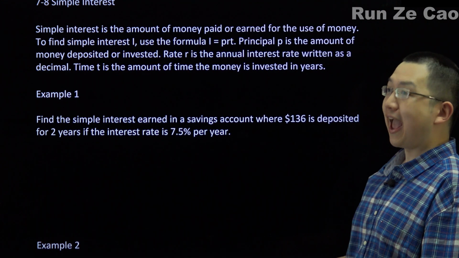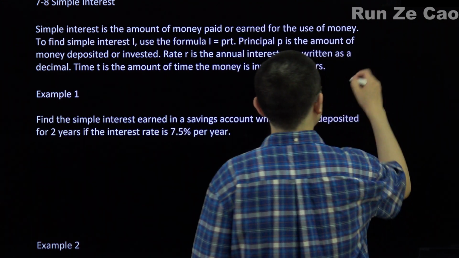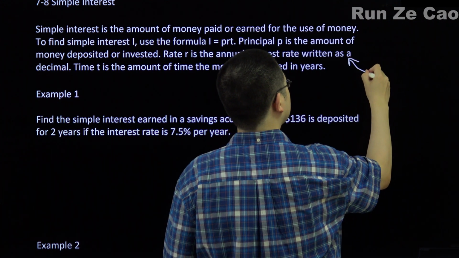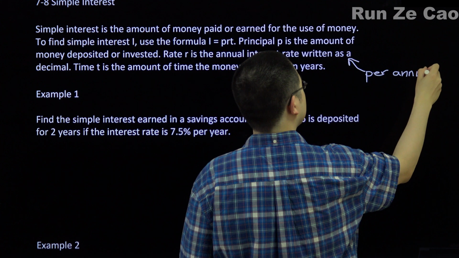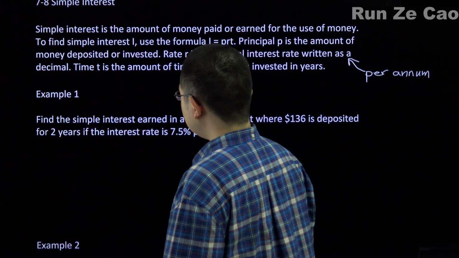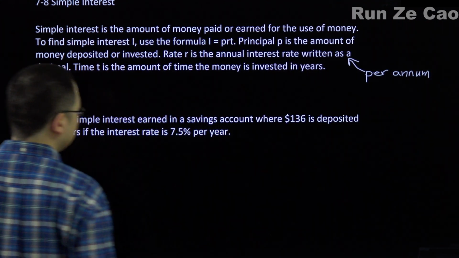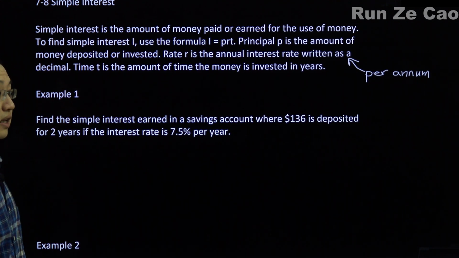It's usually the interest rate per year. We call this per annum. Time T is the amount of time the money is invested in years. So let's do some examples.